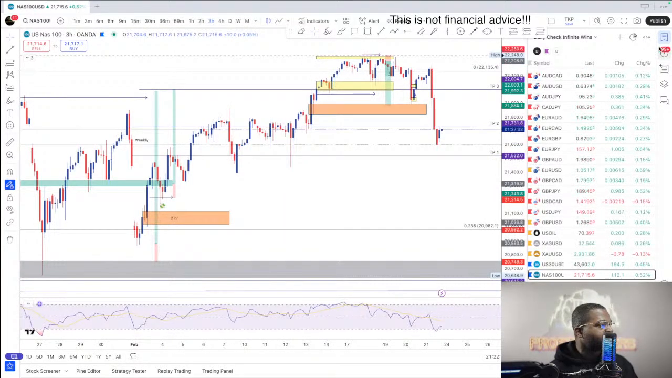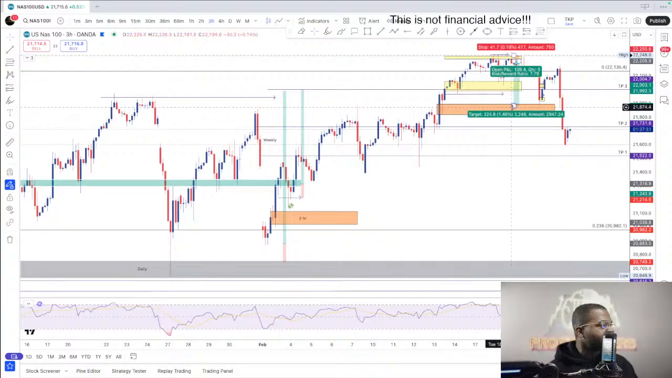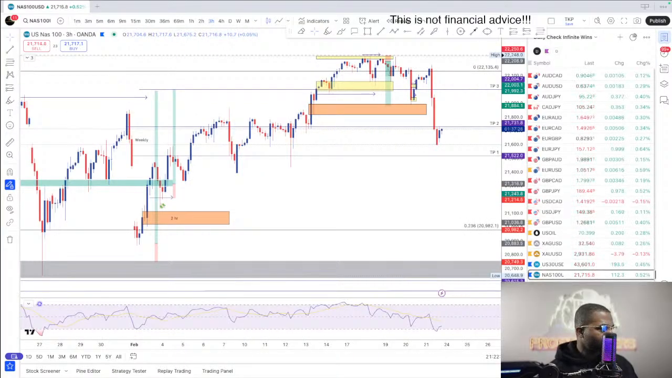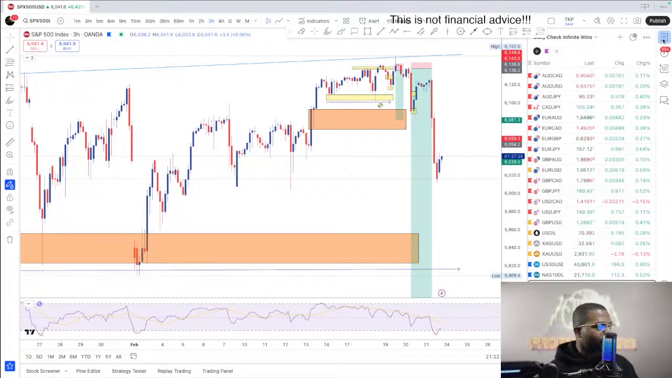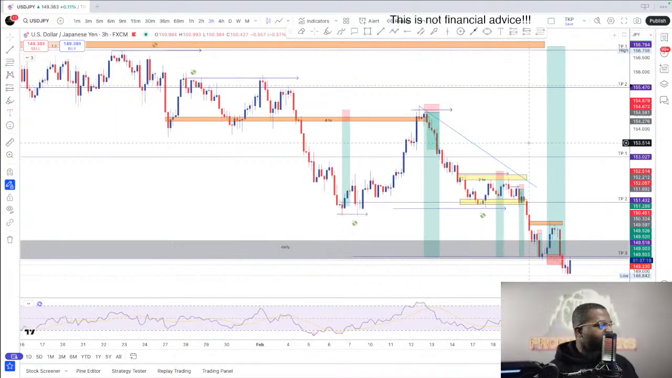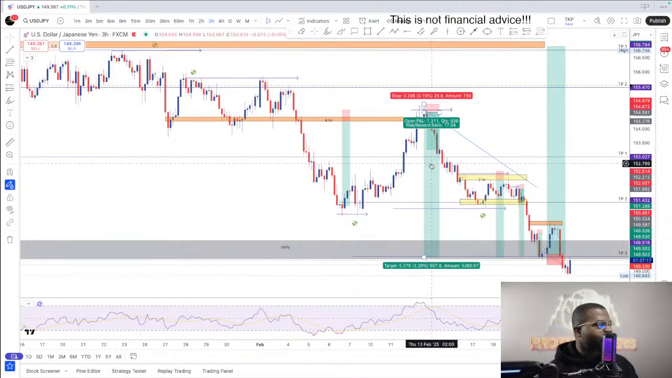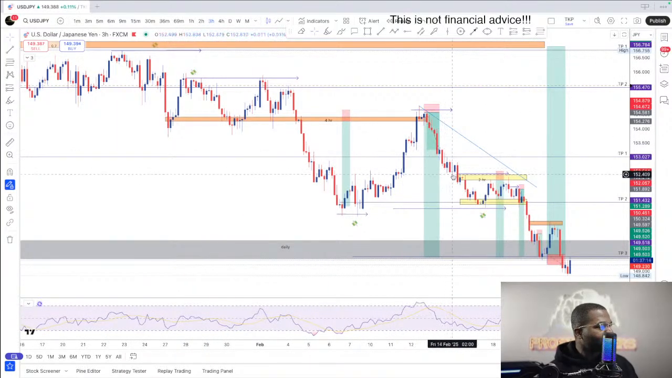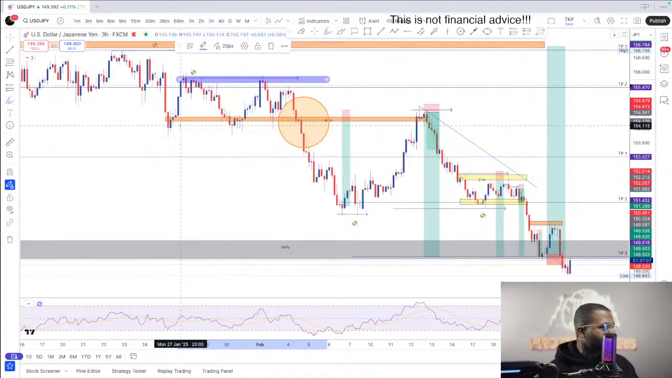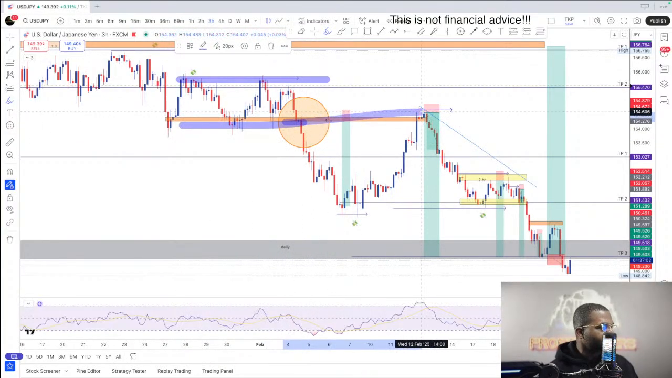And we did the same thing on NASDAQ 100. Same thing on S&P 500. Okay. We did the same thing on USD JPY. Same thing. I noticed price was consolidating here. This area that I circled, that was the area that consolidation was broken.